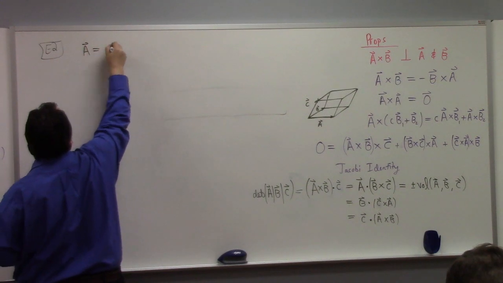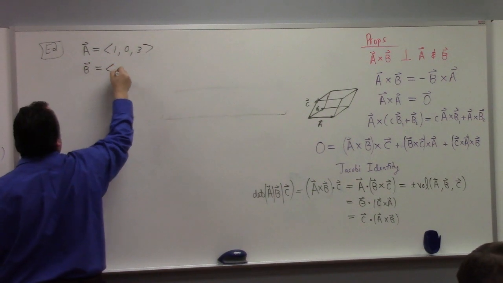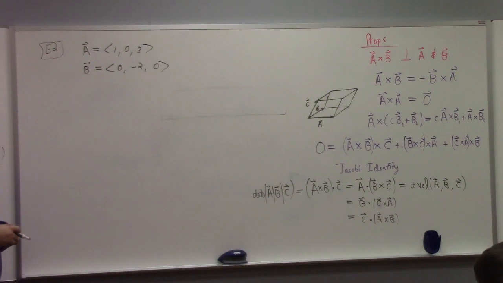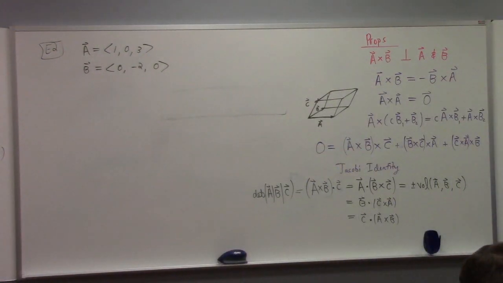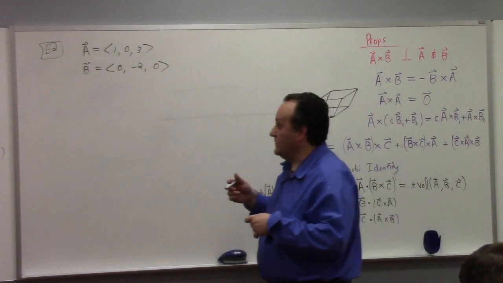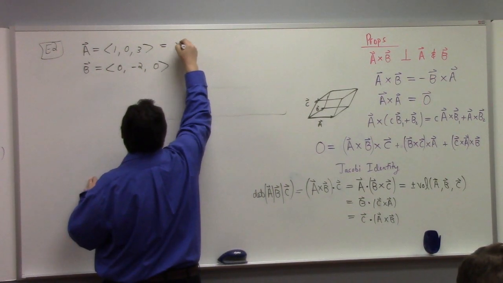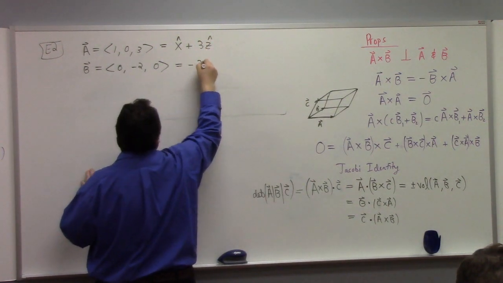Suppose A is equal to 1, 0, 3, and B is equal to 0, minus 2, 0. Let's calculate the cross product of A and B again. Okay? How do we do that? Now, we've got options, right? We can use the formula like I did earlier, but I think the better way to do this one is with algebra. So this is x hat plus 3z hat, all right? And this one is minus 2y hat.